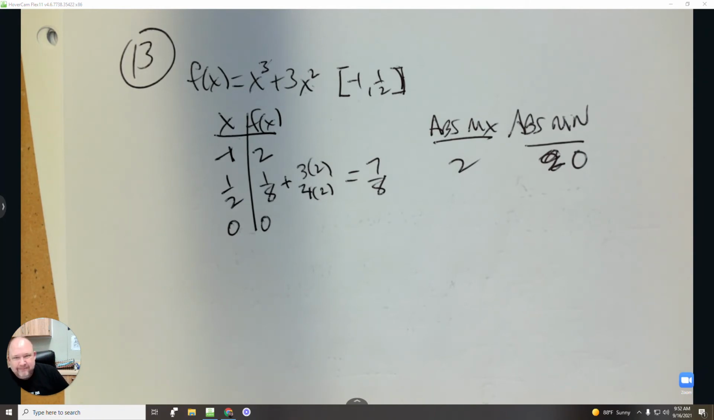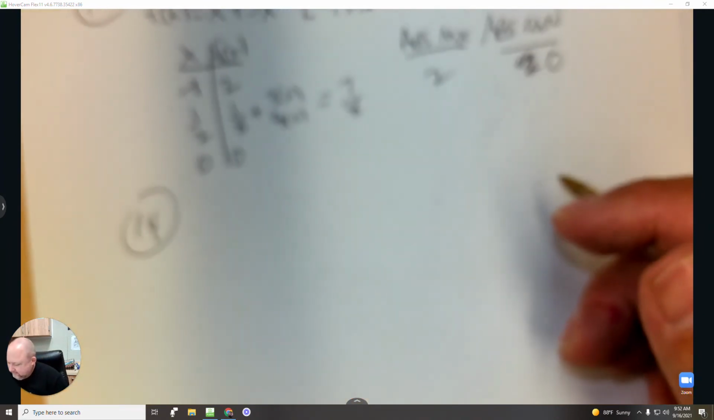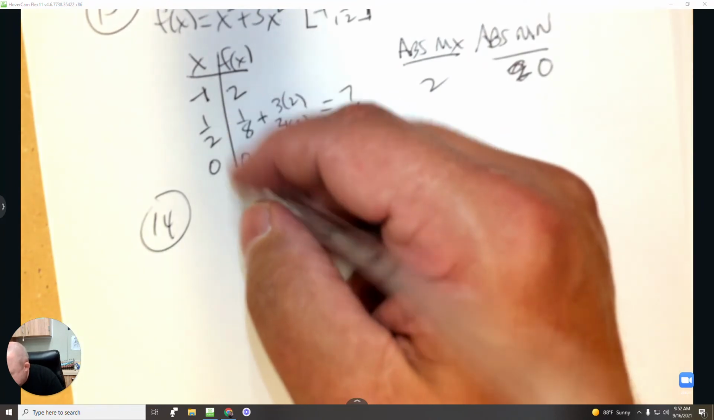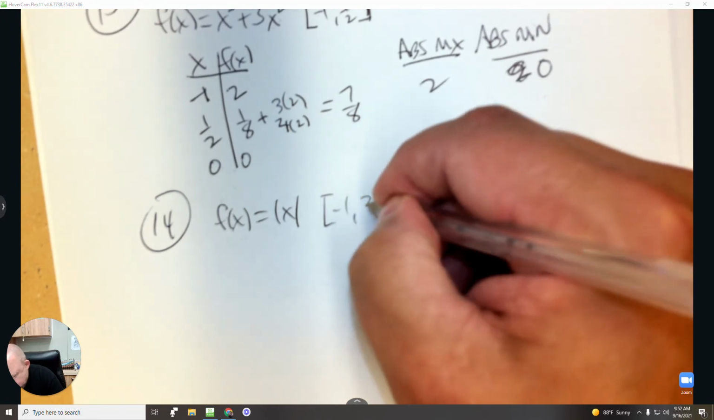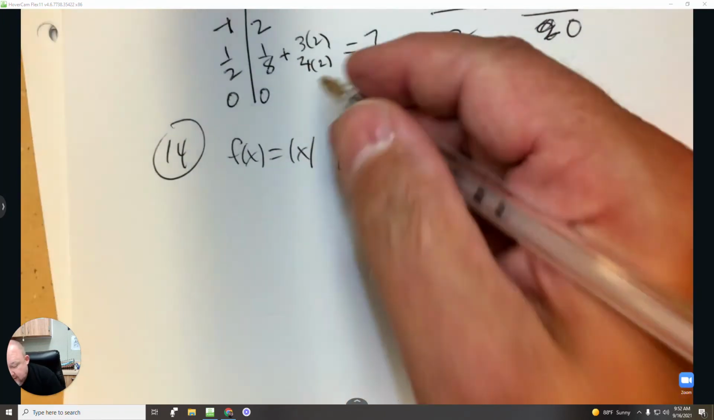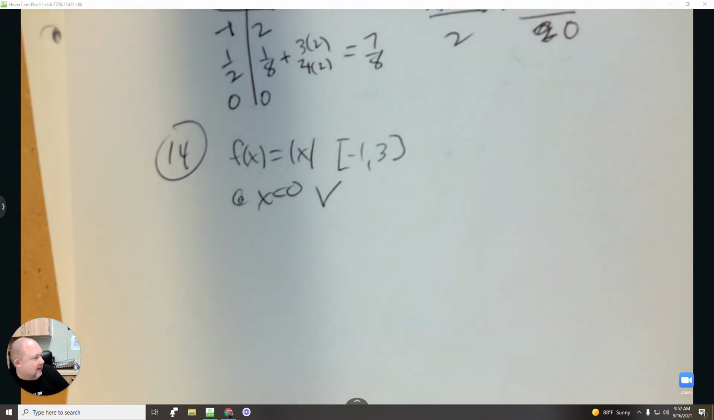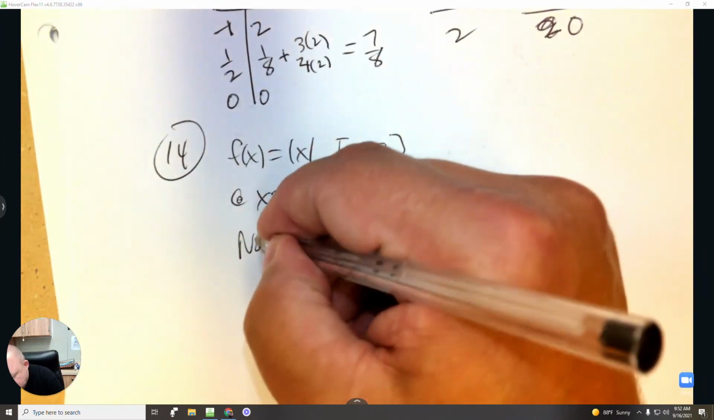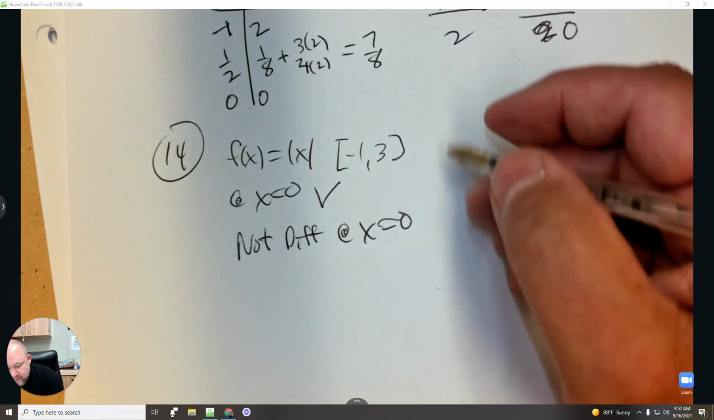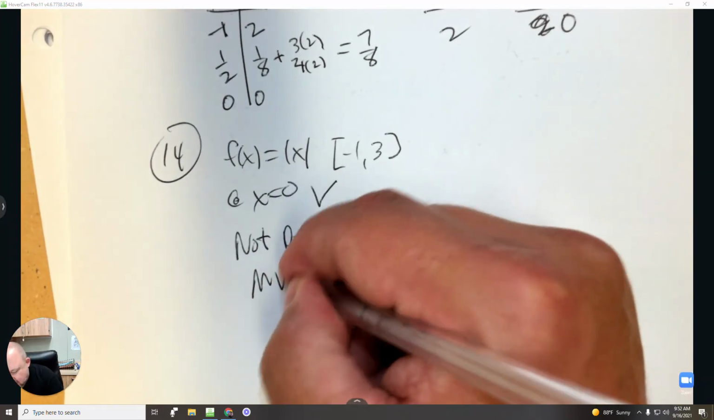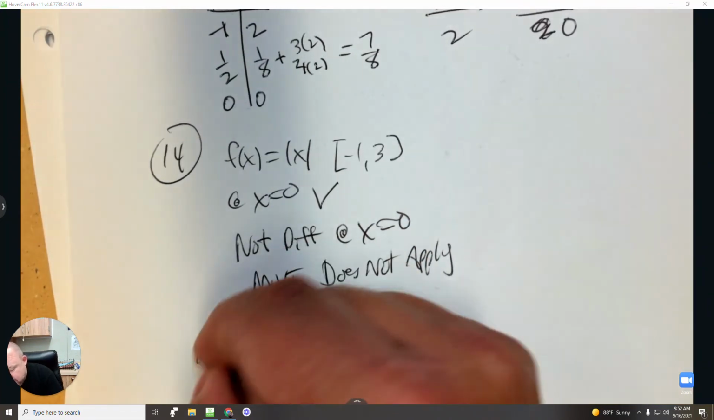Number 14. Now I'm going to check. Now it's the mean value theorem. So in this case, at x equals 0, there's a sharp corner. So the MVT does not apply. It is not differentiable because of that sharp corner. So this does not apply. So it must be continuous and differentiable.